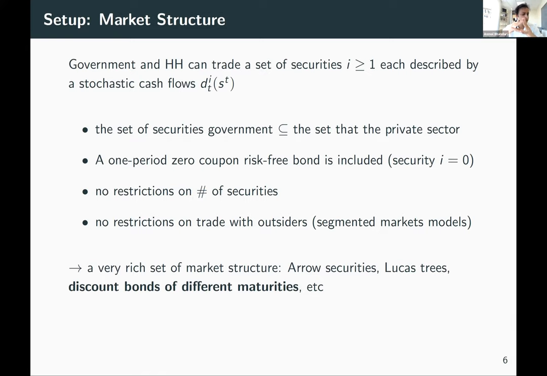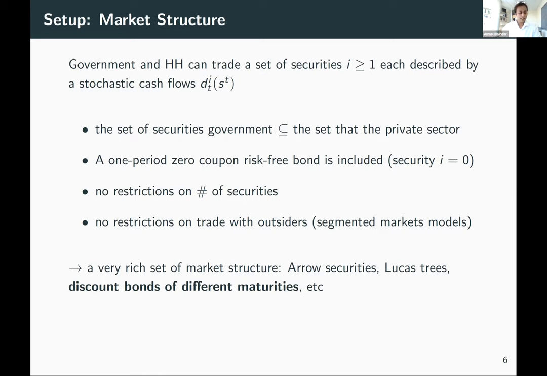And the other restriction which we impose is that, in the set of securities which the government can trade, there is a zero coupon, risk-free, one period bond. And we denote it by security i equal to zero. All right, so from now on, security zero will be the risk-free bond.